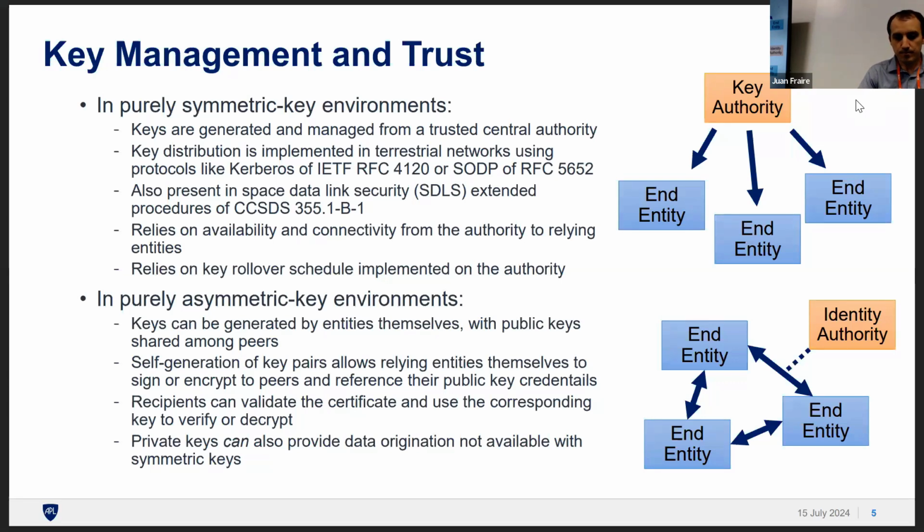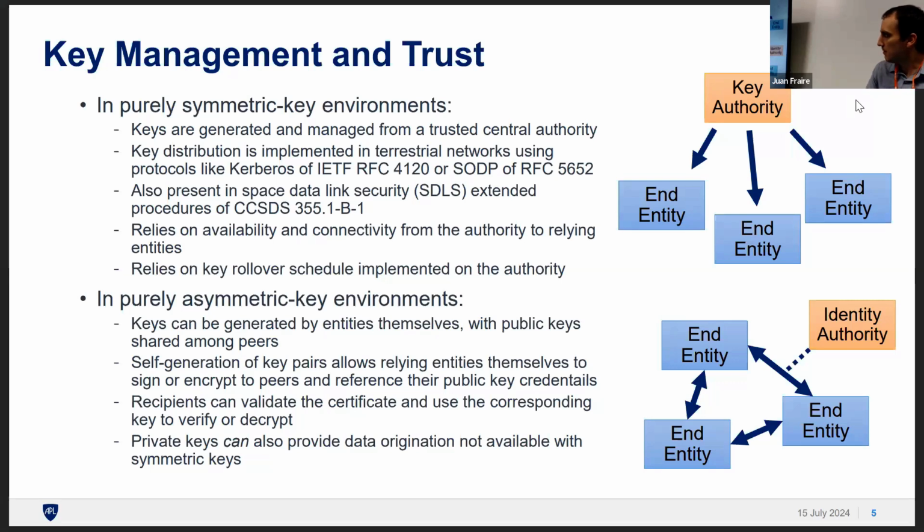Now, on the other side, in a purely asymmetric environment, you can rely on the end entities to generate the keys themselves. And because there's a split between private keys and public keys, you still have an identity authority, but the operations of the identity authority are ones that can happen in an offline manner. And the benefit here is that you allow the end entities to have a certain amount of autonomy in what they're doing, and you can use the identity authority to moderate how the trust operates between them.